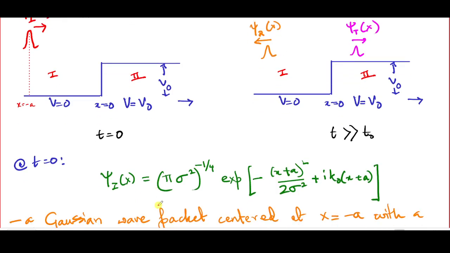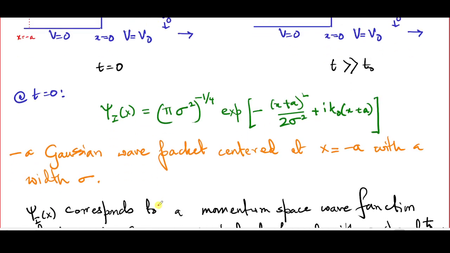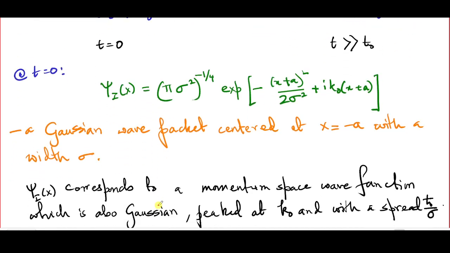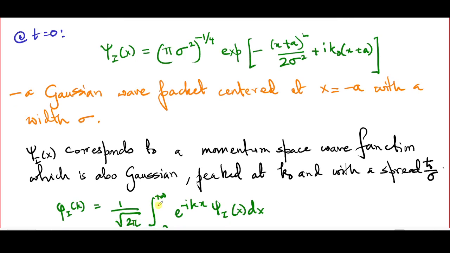Now, such a Gaussian wave packet centered at x equal to minus a with spread sigma can be described in Fourier space also as a Gaussian packet. If you carry out the Fourier transform of psi I of x, you will get its momentum space decomposition, which turns out to be peaked at k0 and has a spread of h cross by sigma.